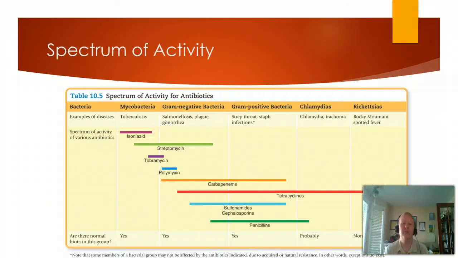So back to spectrum of activity. As we talked about earlier, we talked about broad spectrum versus narrow spectrum, and this is where we are again. So as you can see here, this is a chart that indicates how broad spectrum something is and how narrow spectrum something is. As you can see, tobramycin and polymyxin have very narrow spectrums. So if we know that you have a salmonella infection, then we can give you one of these drugs to treat that, and it's going to leave a majority of your microbiota alone because it's very specific for that bug.